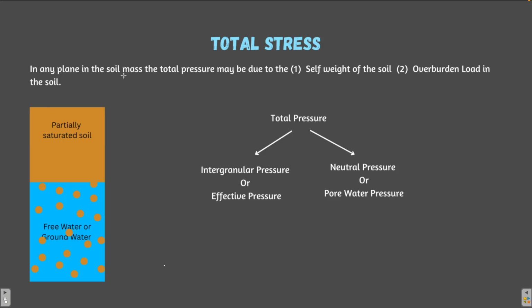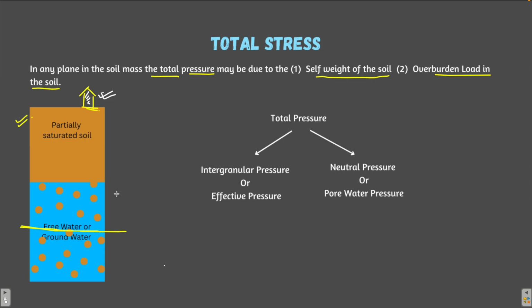In any plane in the soil mass, the total pressure or the total stress is due to the self weight of the soil or the overburden load in the soil. As you can see in the figure, there is a soil section shown here. Suppose there is a house built over here. If we choose a plane here in the soil, this plane will experience some pressure or stress, and that pressure could be due to two reasons. One is the overburden pressure, that is, pressure due to the structures over the soil, and second is due to the self weight of the soil.